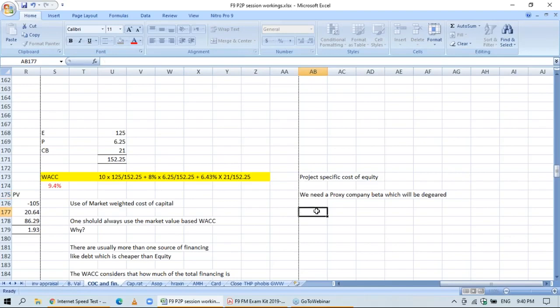So first we will remove the effect of financial risk of the proxy company.